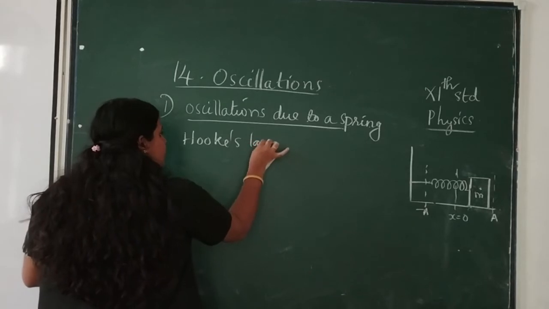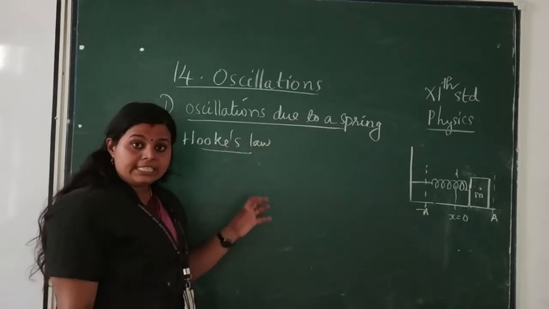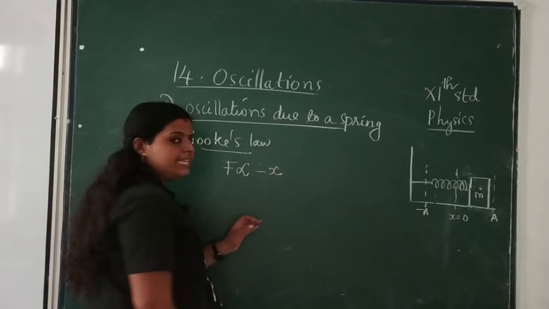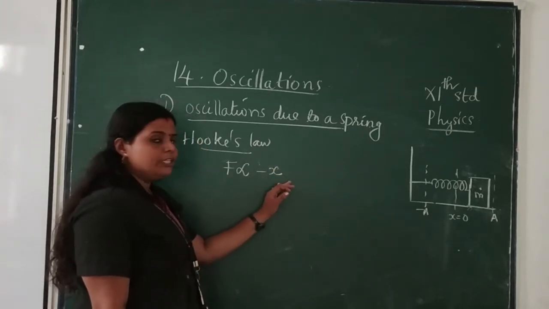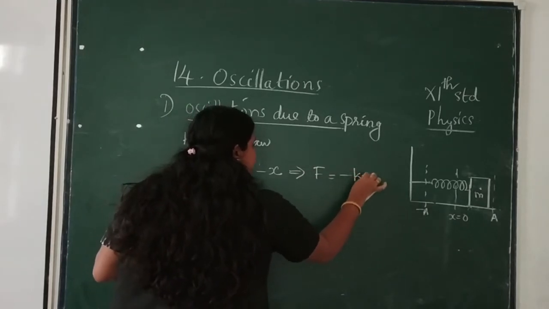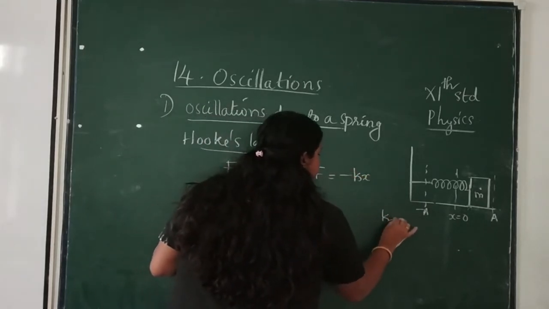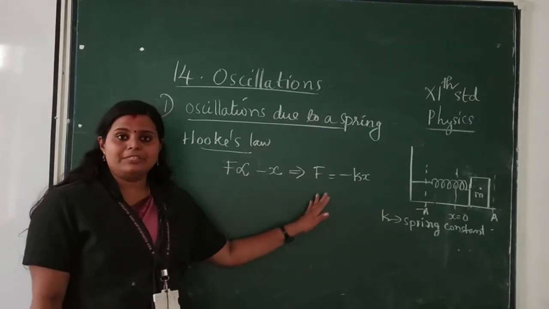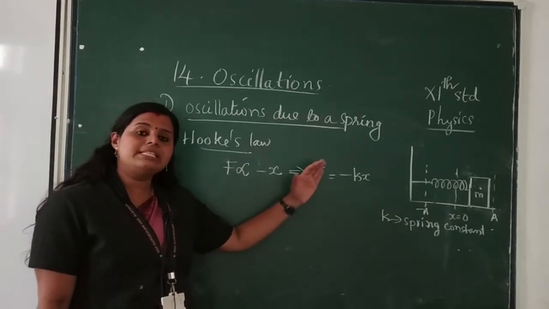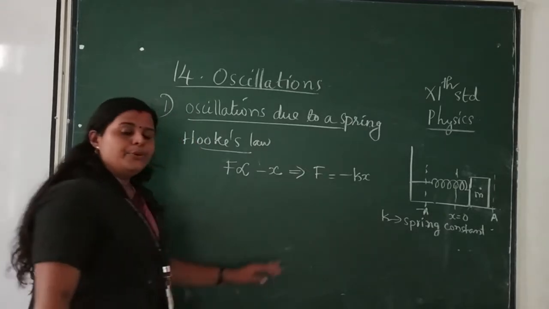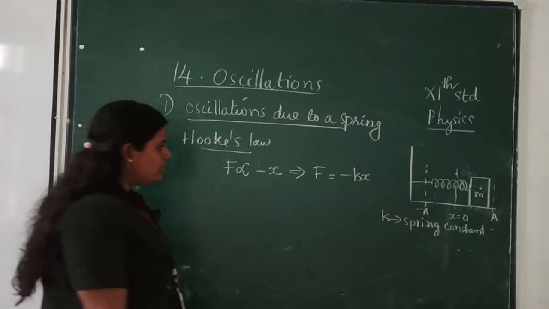ഹുക്സ് ലോ. ആൻഡ് വാട്ട് ഇസ് ദ മാത്തമാറ്റിക്കൽ എക്സ്പ്രഷൻ ഫോർ ദിസ് ഹുക്സ് ലോ? ദാറ്റ് ഇസ് F is directly proportional to minus x, or F is equal to minus kx, where k is known as the spring constant. So Hooke's law mathematical expression ആണ് F is equal to minus kx. Hooke's law statement ഒക്കെ നമ്മൾ 6th chapterൽ പഠിച്ചിട്ടുണ്ട്. ക്ലിയർ? അങ്ങനെയാണെങ്കിൽ ഈ ഒരു എക്സ്പ്രഷനിൽ നിന്ന് നമ്മളുടെ ഡെറിവേഷൻ സ്റ്റാർട്ട് ചെയ്യാം.